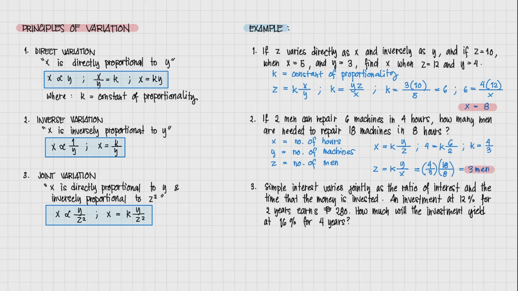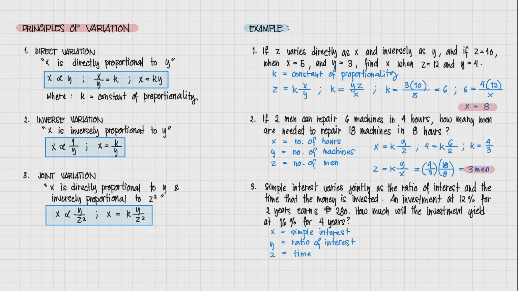Example number 3. Simple interest varies jointly as the ratio of interest and the time that the money is invested. First, the first statement: simple interest varies jointly as the ratio of interest and the time that money is invested. So let's say simple interest would be X, the ratio of interest would be Y, and the time that the money is invested would be Z. Let's write that down first.